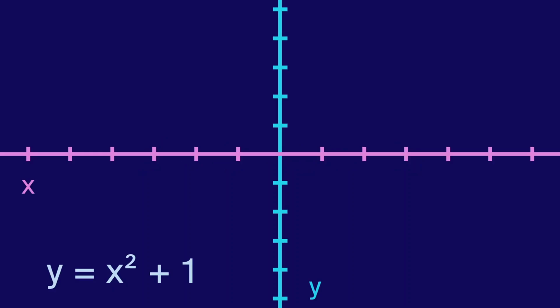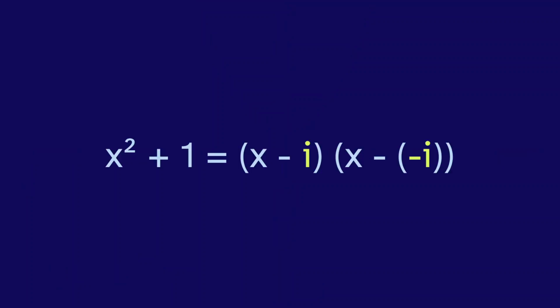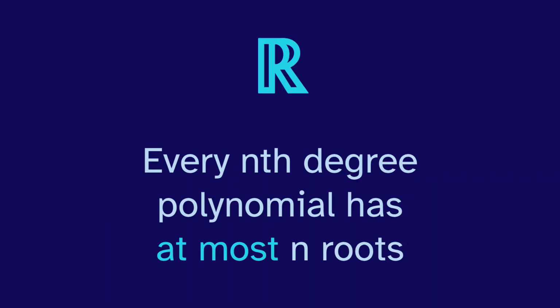Next, let's look at x squared plus 1. There doesn't appear to be any roots. The output is never 0. And that's because we're just looking at the real numbers. The roots of this polynomial are i and -i, which give us this linear factorization. So the fundamental theorem of algebra is not a theorem about the real numbers. It holds within the complex numbers. Within the reals, every nth degree polynomial has at most n roots. They might not have n, but they can't have more.